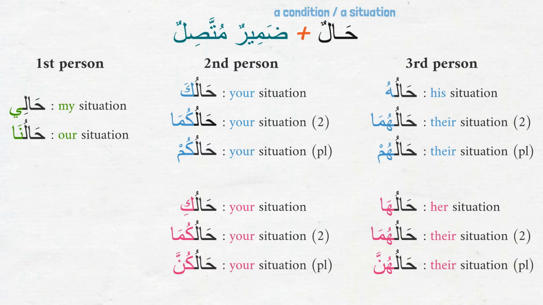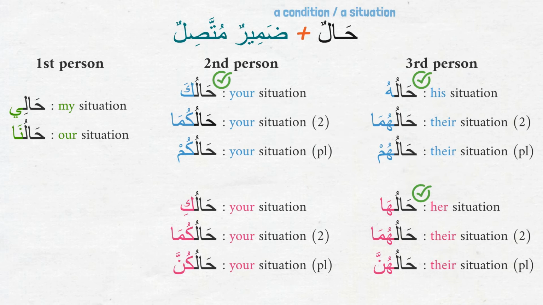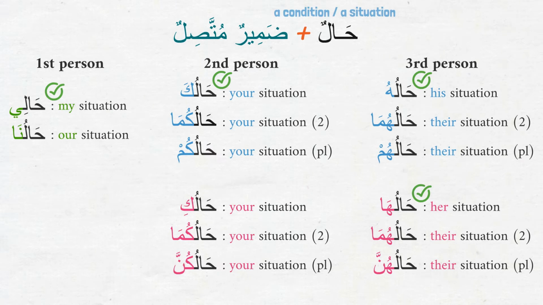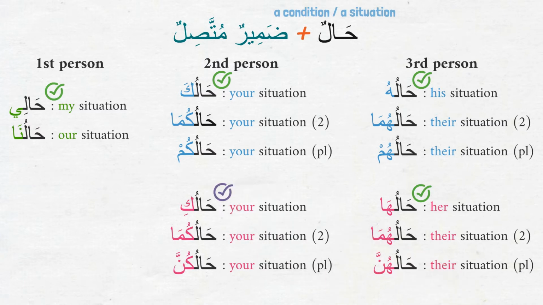So far we have been using 4 of these ضمير متصل words, and they were hu as in حاله, his situation, ha as in حالها, her situation, ka as in حالك, your situation for مذكر singular person, and ياء المتكلم as in حالي, my situation. In this lesson we'll be introduced to a new form which is ki as in حالك, your situation, and this ضمير is used for the second person singular feminine gender.